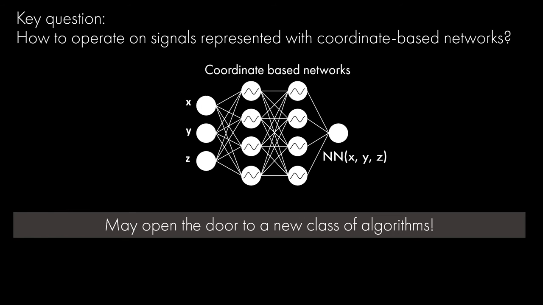And the key question now is, how can you operate on this new type of representation? If you have a grid-like representation, you can take the sum of two images to do, say, alpha blending. It's not clear at all how you would do that with a neural network. You're clearly not going to take the sum of the weights and hope that it represents the sum of the images, because of all these nonlinearities. That's clearly not going to happen.